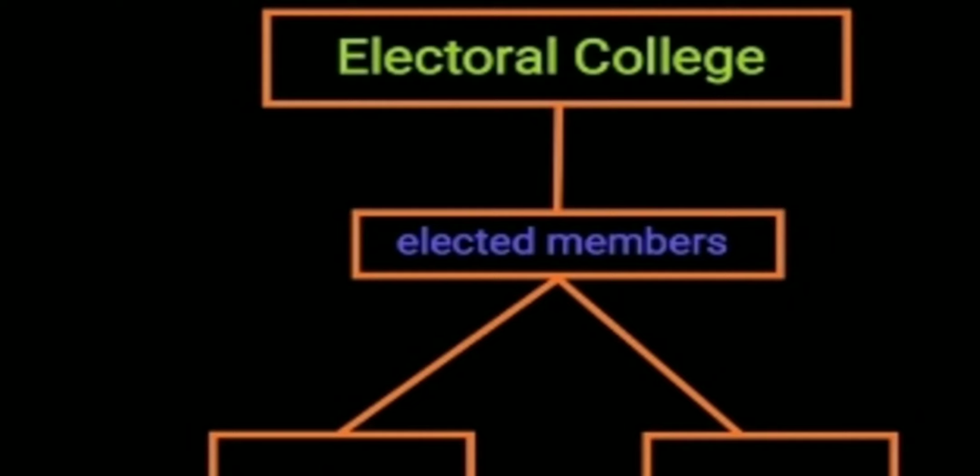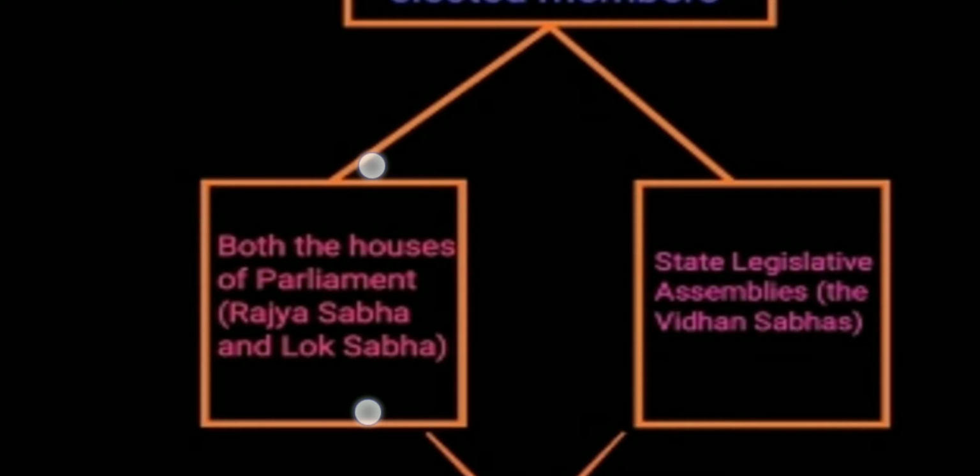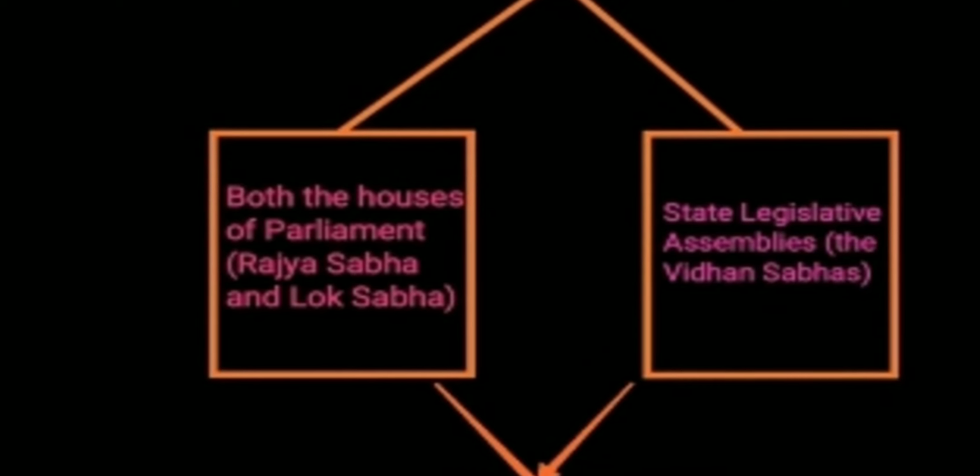Now, what is this Electoral College? This Electoral College comprises of elected members. Here, the term elected is very important. We are only talking about the elected members and not the nominated members. So, Electoral College consists of the elected members of both the houses of Parliament, the Union Parliament, Lok Sabha and the Rajya Sabha, and the elected members of the state legislative assemblies, that is Vidhan Sabha, not Vidhan Parishads, only the Vidhan Sabhas.